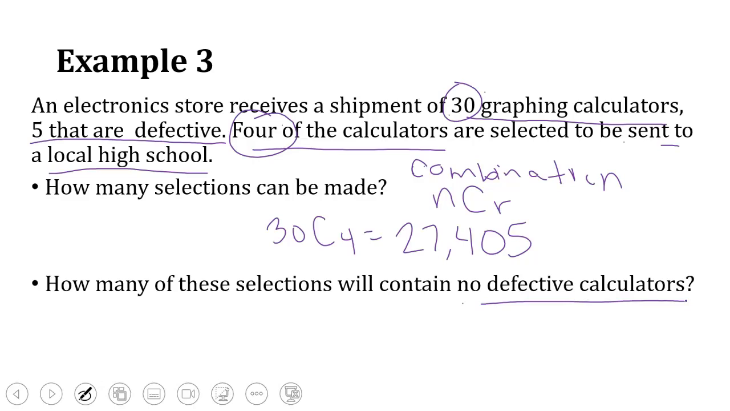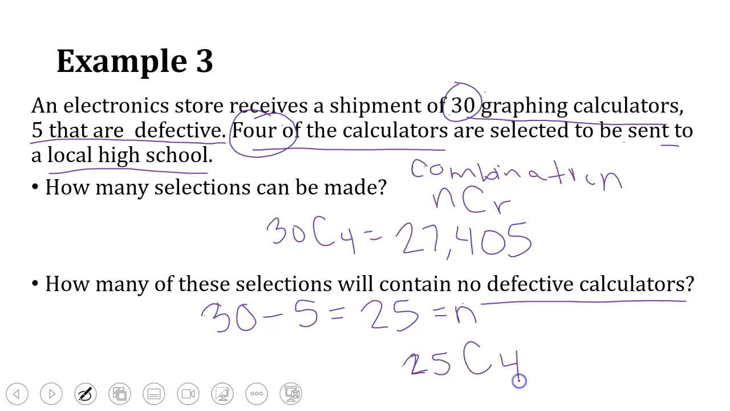All right, for part B, how many of these selections will contain no defective calculators? So we need to take out our defective calculators. We have 30 total, and I know that 5 of them are defective, so throw those out. How many total do we have left to choose from? So that is our N. Our new N is 25 without the defective. So you put it in your calculator as 25C, and then how many are chosen for the high school? 4. When you plug that into your calculator, you get 12,650.